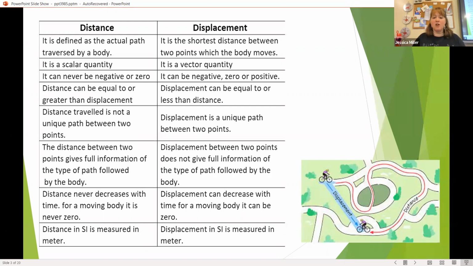And distance is always positive, meaning it has a positive value. It cannot be negative. If someone asked your distance, you wouldn't say, I went -5 kilometers. When you're talking about distance, we do not care about direction. Distance is called a scalar quantity, meaning direction doesn't matter.